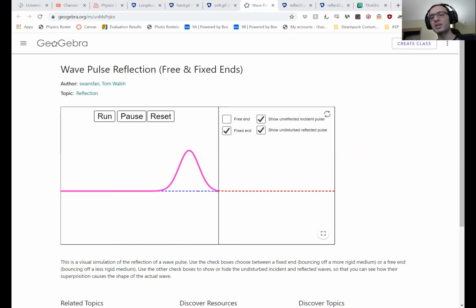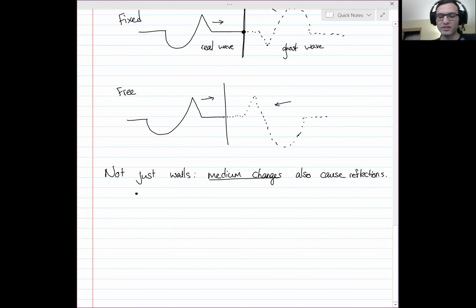So the way we can characterize, oh yeah, you should be seeing the OneNote, sorry. I only wrote one sentence. It's not just walls, we should have medium changes that also cause reflections. The point I was making is that the way we can characterize a medium change is when you have a change in wave speed.